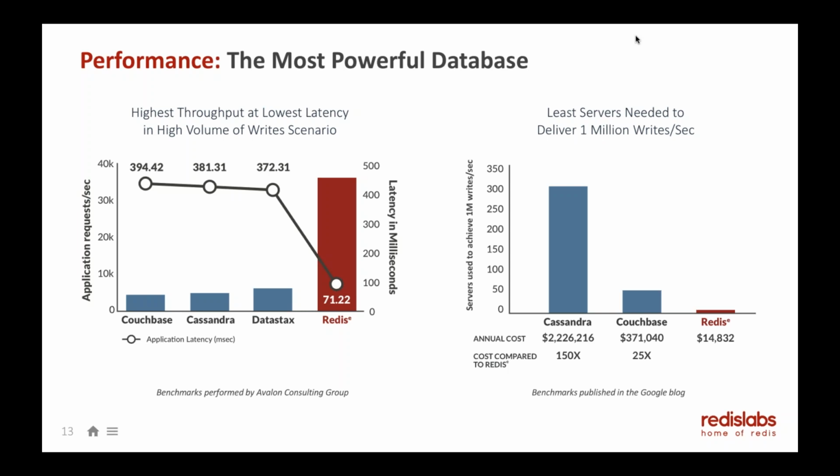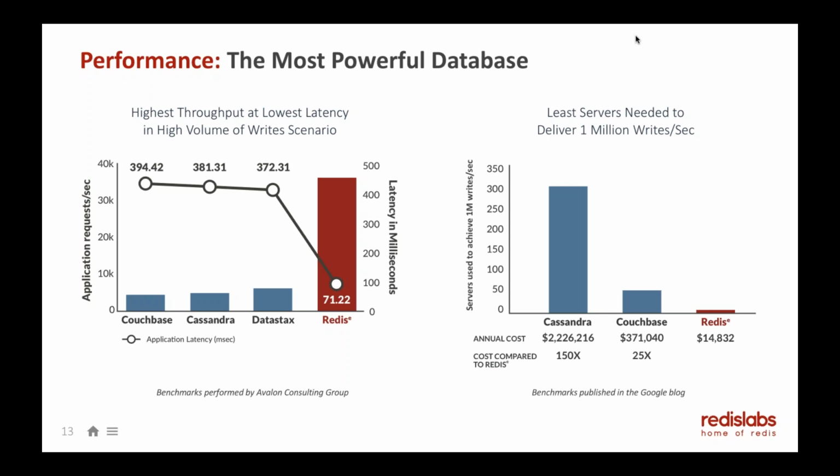So Redis Enterprise had the best throughput, and it had the least latency compared to the competitors. And then there is another dimension to this whole thing. Redis gives you the highest performance with least latency, and it does this with the fewest resources. So that is another important dimension. That's what you see on the right side.